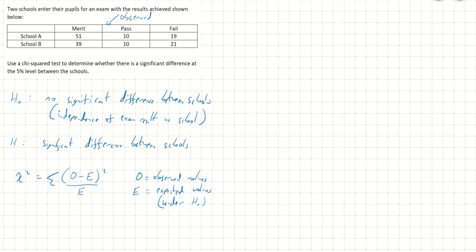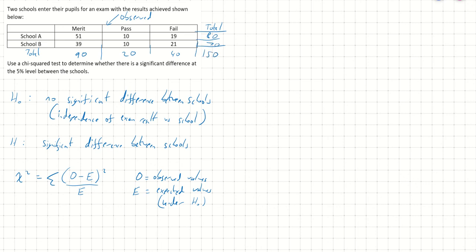Now, in order to work out these expected numbers, the first thing we need to do is some row and column totals in our original table. Let's just add up each row and each column. So the first column adds up to 90, the second one adds up to 20 and 40, and the row totals are 80 and 70, and so the overall total is 150.